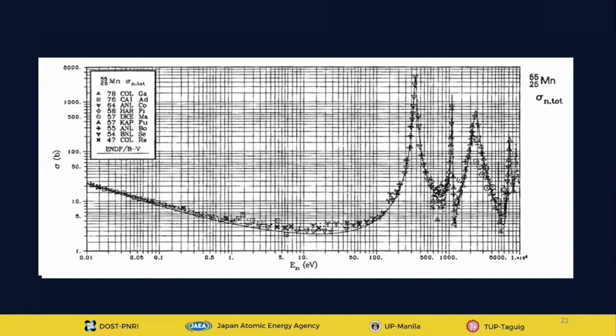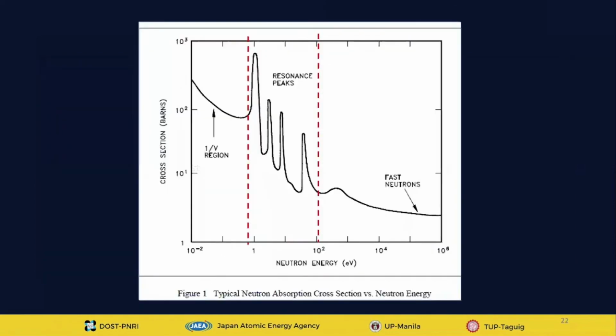A typical plot, therefore, of neutron absorption cross-section with energy can have 2 or 3 distinct regions that look like this. So we have the region wherein there is a high absorption cross-section and the inverse relation of velocity and cross-section exists. We have the resonance region, and further along the line, we have the fast neutron region where there is a steady decrease of cross-section as the energy increases.